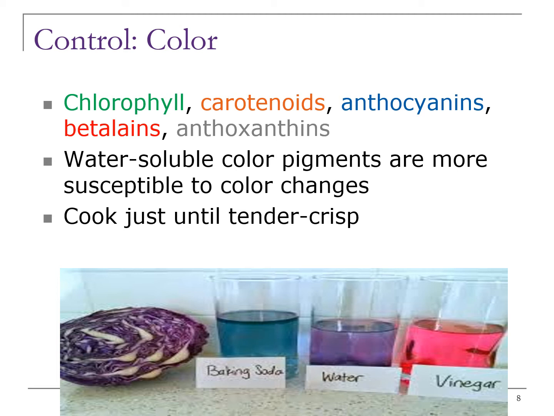The best way to control color loss is to cook the fruit or vegetable until just tender crisp and limit the addition of acids and bases until after the cooking process is complete.